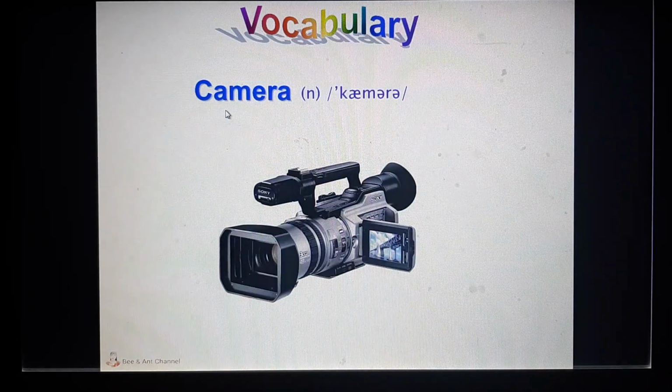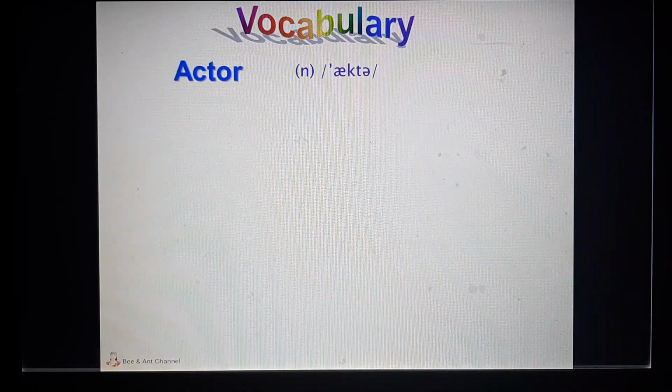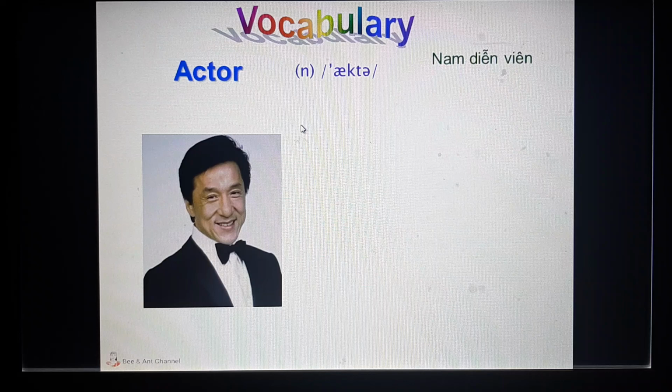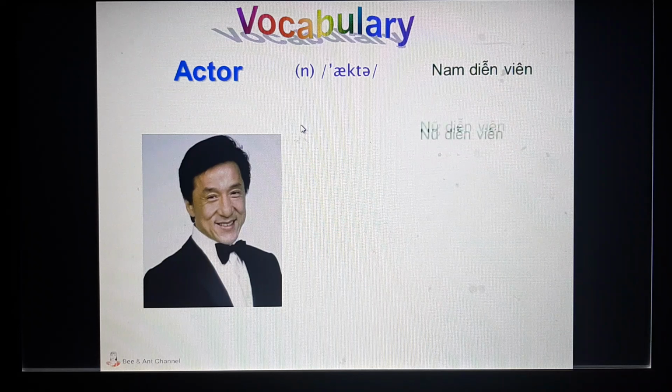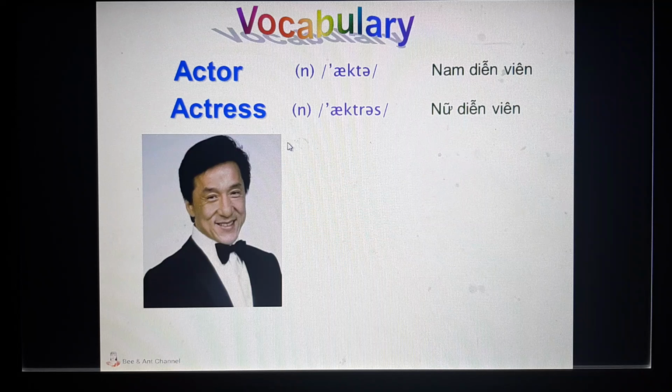Camera, camera. Actor, actor. He is an actor, but she is an actress. Actor, actress.